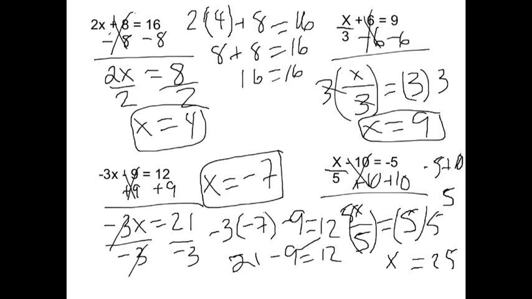I multiply by 5 because this is a division problem, so I do the inverse, and 5 divided by 5 is 1, so I can cancel them out because 1 times x is x. Again, if I plug 25 in for x, 25 divided by 5 is 5, and 5 minus 10 is -5. So I know that x equals 25 is my answer.